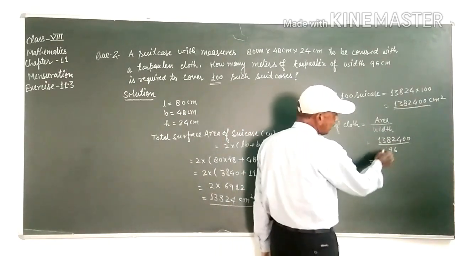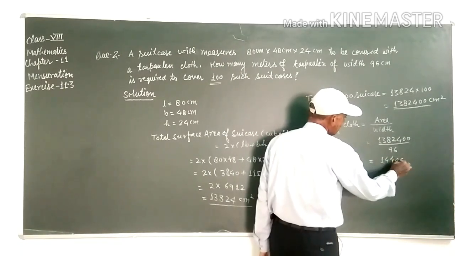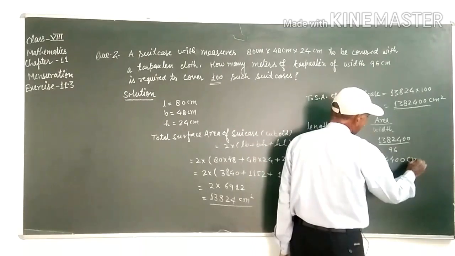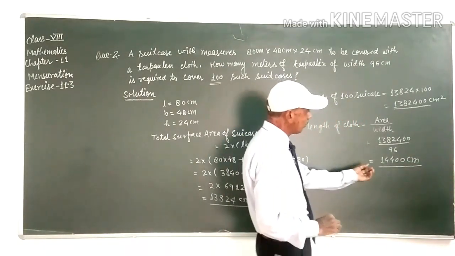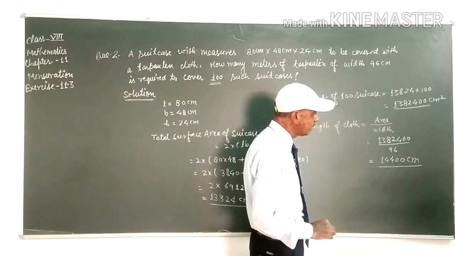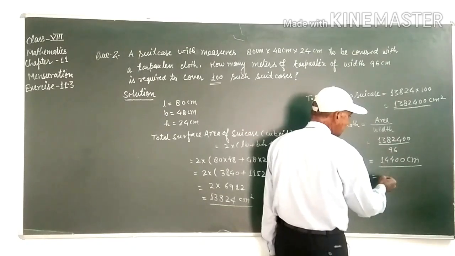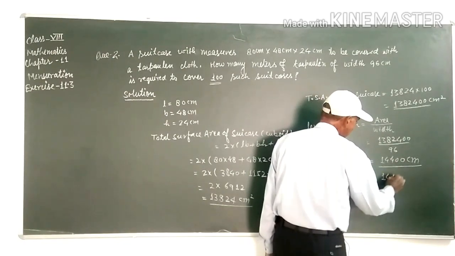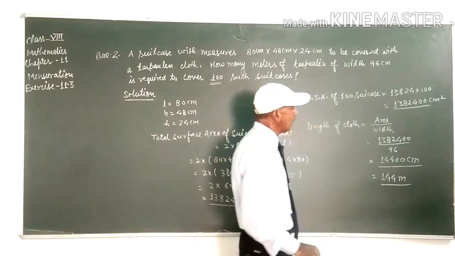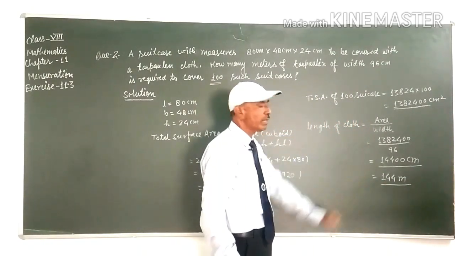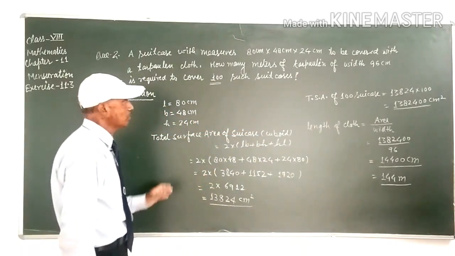After dividing, it will be 14400. Clear, student? Now this one is 14,400 centimeter, or if we convert it into meter, it will be 144 meter. So the length of the cloth will be 144 meter. This is the answer of this question, student.